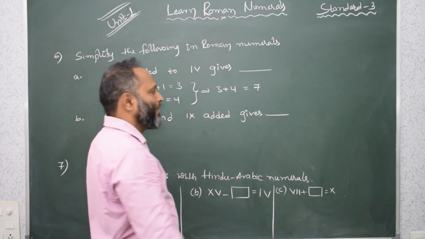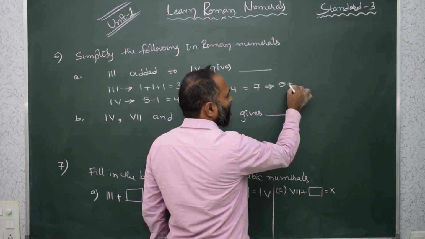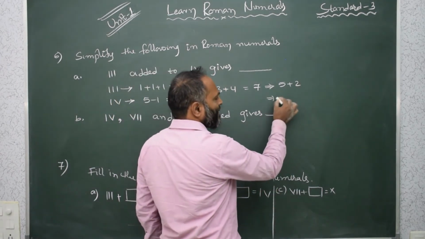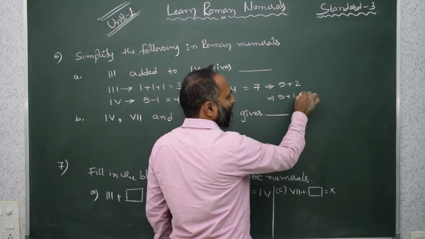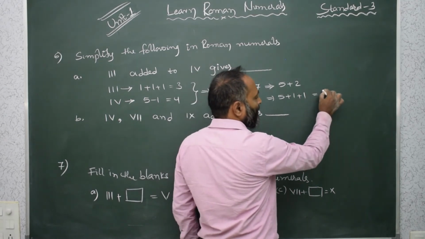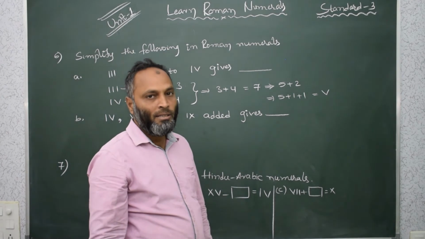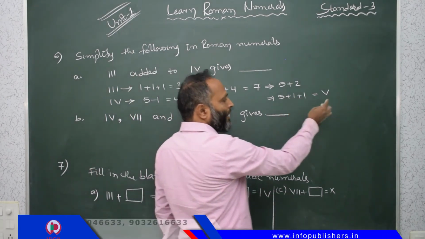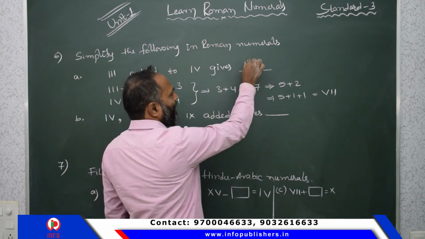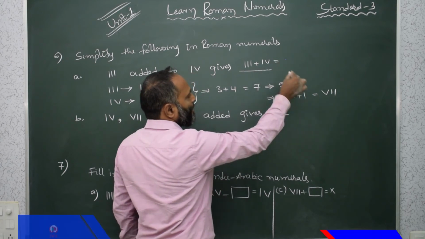Then how to write 7 in the Roman system? That is 5 plus 2. 5 plus 2 is 5 plus 1 plus 1. V is the bigger Roman numeral, the smaller Roman numeral on the right side we have to add, and it repeats 2 times like this. It means if we add 3 and 4, it gives 7.